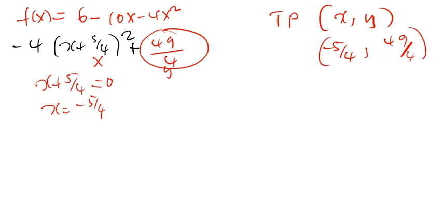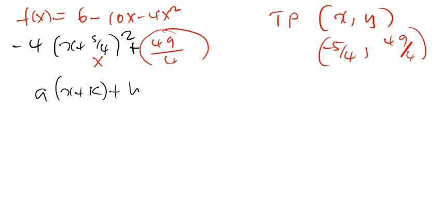Do you guys know that I can find the turning point if the question is not asking you to express that in this form? If the question is not asking you to do that, they just say sketch. There is a simple method which we use, not a completing square method. You know that method, right?